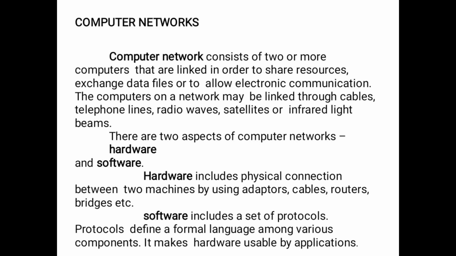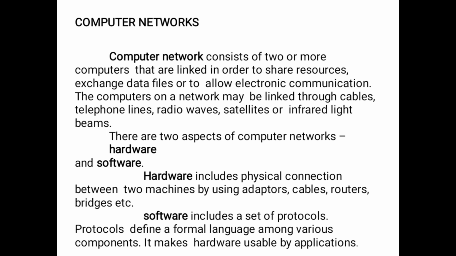Now, what is a computer network? A computer network consists of two or more computers that are linked in order to share resources, exchange data files, or to allow electronic communication. The computers on a network may be linked through cables, telephone lines, radio waves, satellites, or infrared light beams.